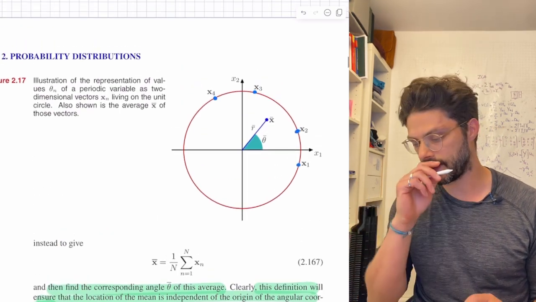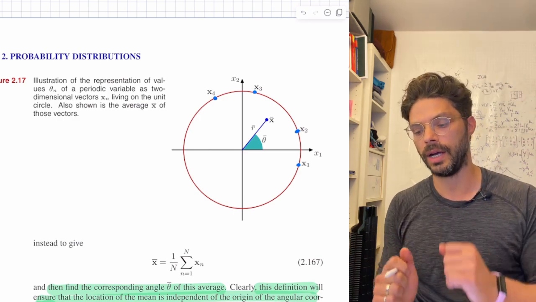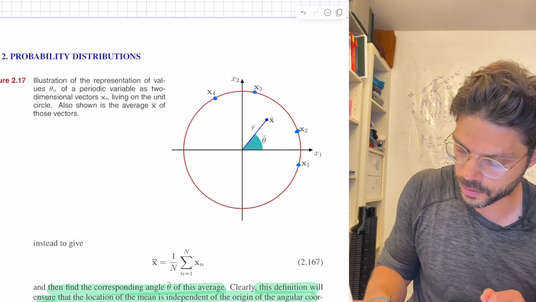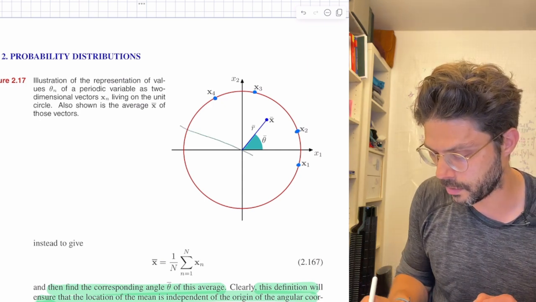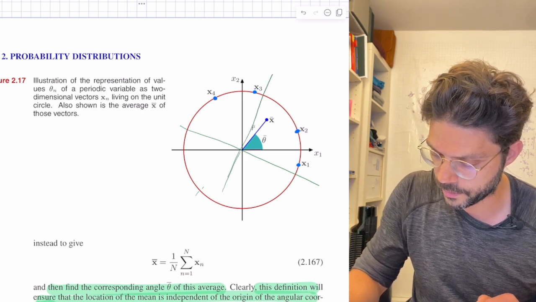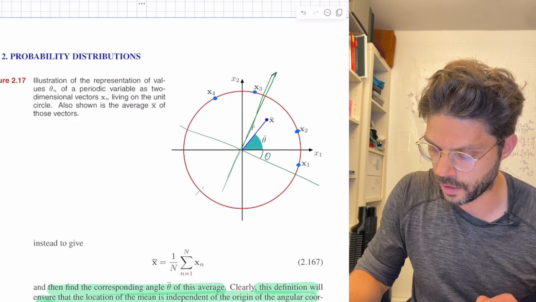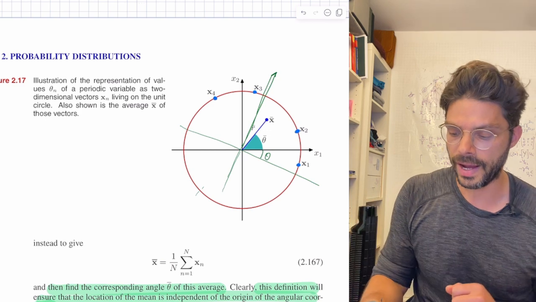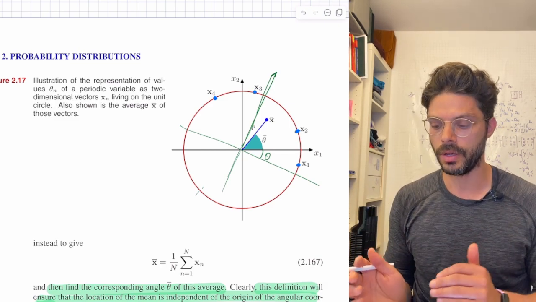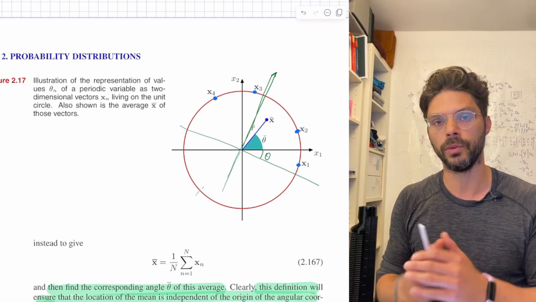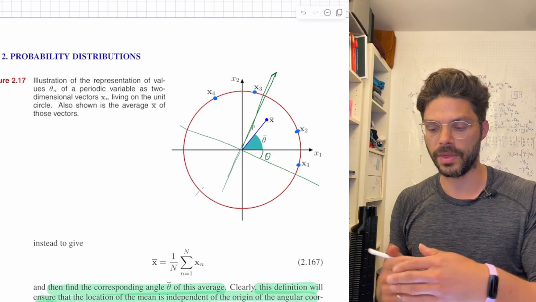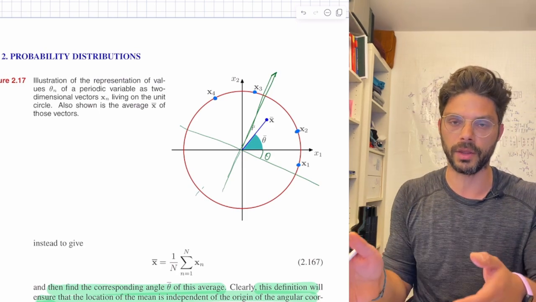I think what he means by that is that if we shifted our coordinate axes, let's say we draw a new coordinate axis over here, something like that. So now our angle is a little bit larger. All of the angles would shift, and the location of that mean relative to those points wouldn't change. The actual value might change because it is relative to your new axis, but the location of that mean relative to the other points doesn't change.